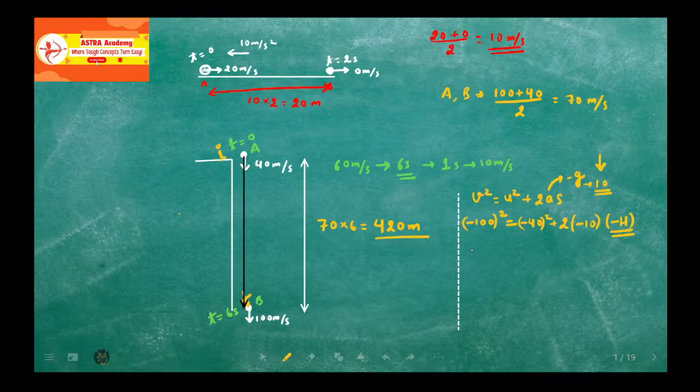So if we solve it, it will become how much? We can simply see that it will be somewhere around 10,000, right? 100 square is 10,000. And this will be minus 40 square, which is 1600. Okay, so after coming this side, it will become minus 1600, and it will be equal to minus into minus becomes plus, so 20 into h, right? So after subtracting 1600 from 10,000 and dividing it by 20, you can see that the answer will be the same.